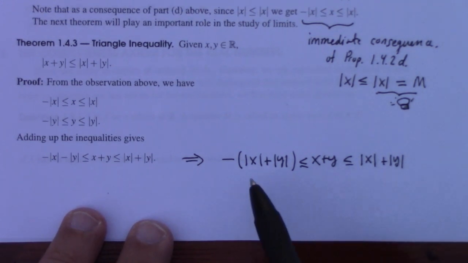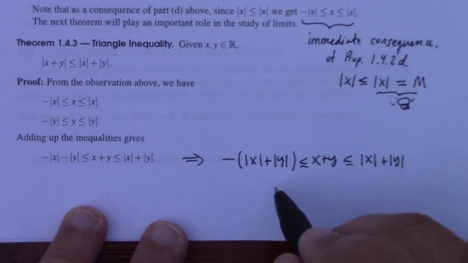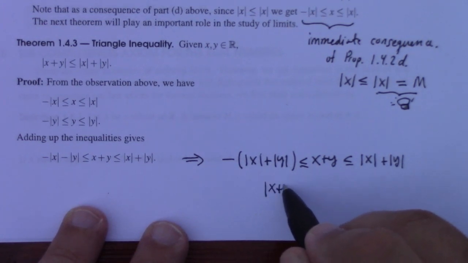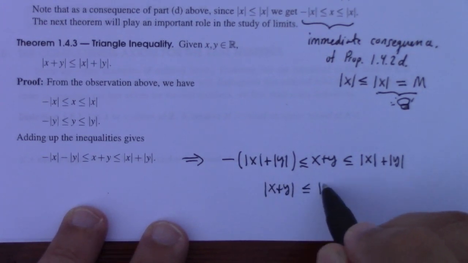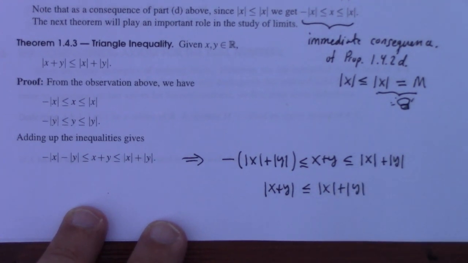Anyway, so once you have that, then again by the previous proposition, that shows you that the absolute value of x plus y is less than or equal to the absolute value of x plus the absolute value of y, right? And there you go.